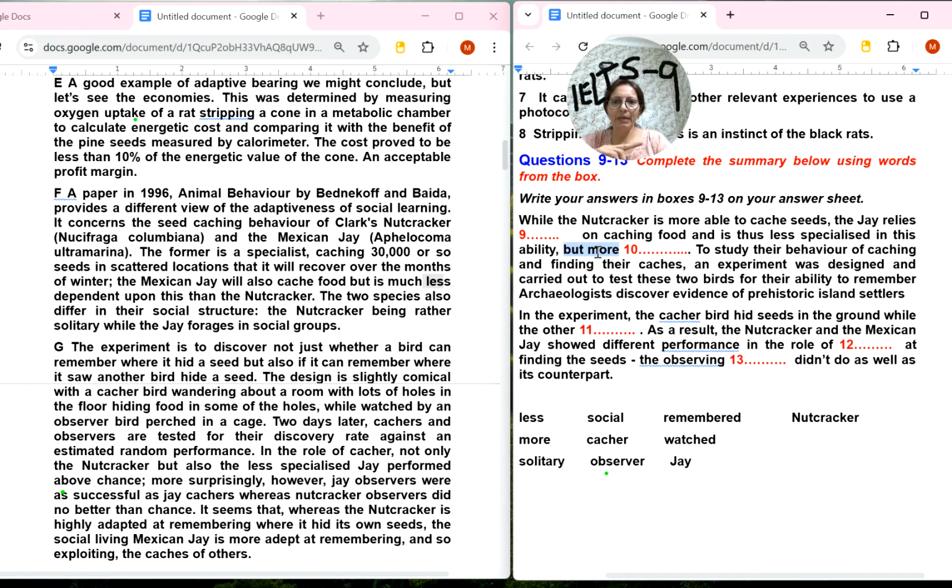Okay, so a comparison is there. Here he is less dependent on catching food and is thus less specialized in this ability, but more, who is more?